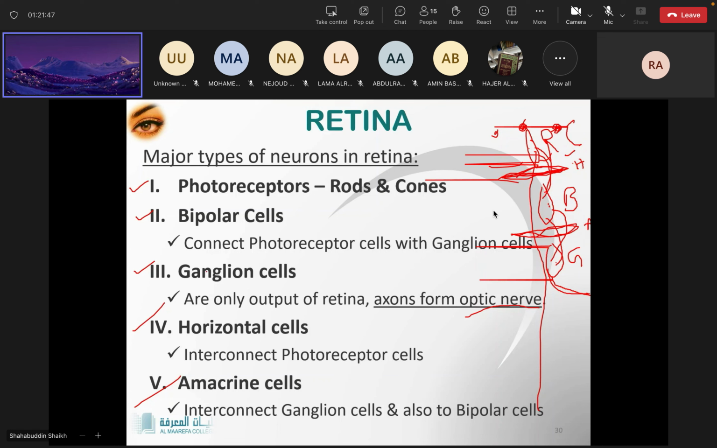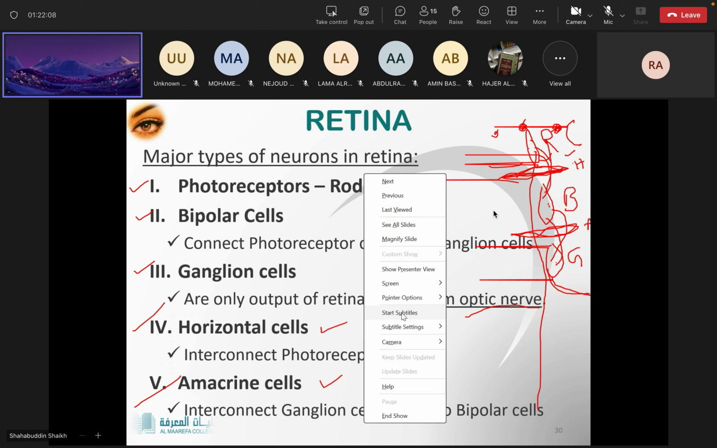For your exam, please remember the names of all 5 cells. Receptors, which is rods and cones, then we have bipolar cells, then we have ganglion cells. They are connected to each other, and ganglion cell will give rise to optic nerve. In between, supporting cells are horizontal cells and amacrine cell. Please remember that. I have repeated it many times now.